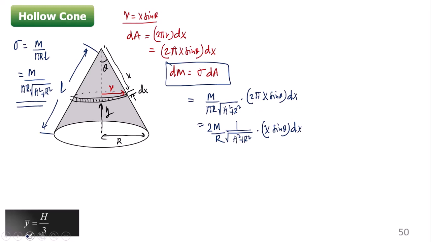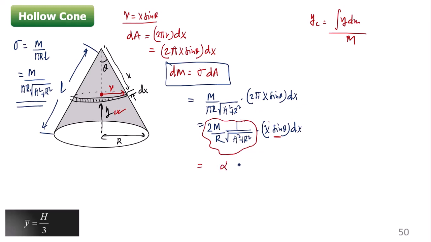Now I can apply the formula for the calculation of center of mass. The y coordinate of center of mass should be equal to the integration of y dm divided by total mass, that is m. What is y? y is the center of mass of this element. The element is situated over here, and its center of mass is at a distance of y. Inside this dm, this part is all constant. Sine theta is also constant because theta is not changing. So the only variable is x.